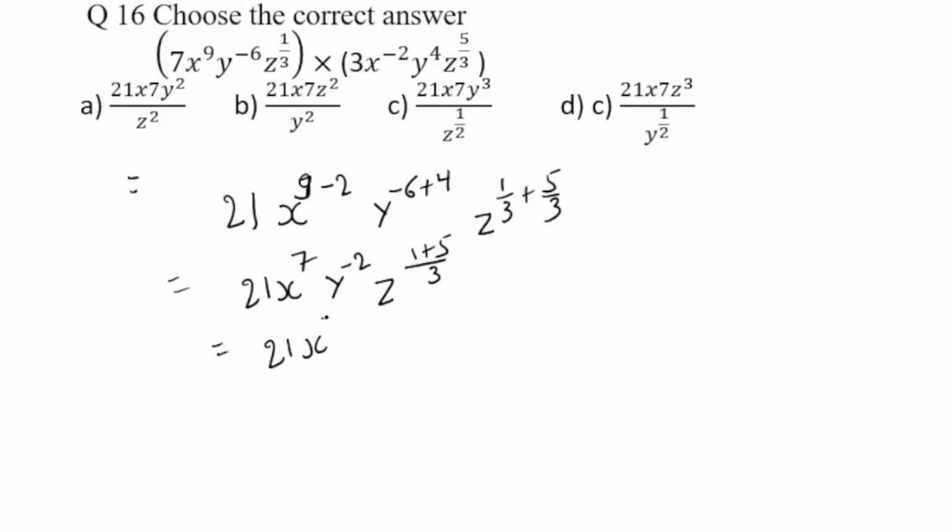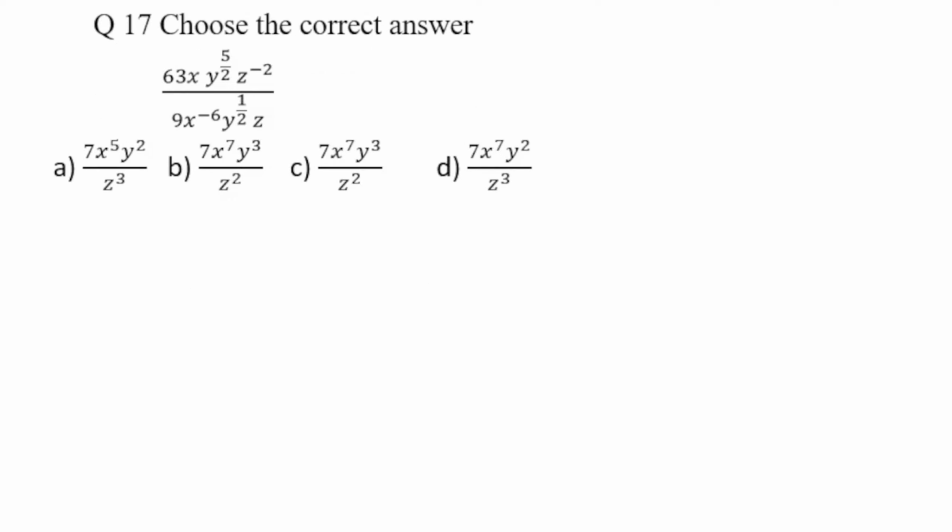21 x to the power 7. The power of y is negative. If we move it to the denominator, it's going to be positive. Y square, z to the power 1 plus 5, 6 by 3. 21 x to the power 7. 6 divided by 3, 2. Z square by y square. The answer is B, 21 x to the power 7 z square divided by y square.